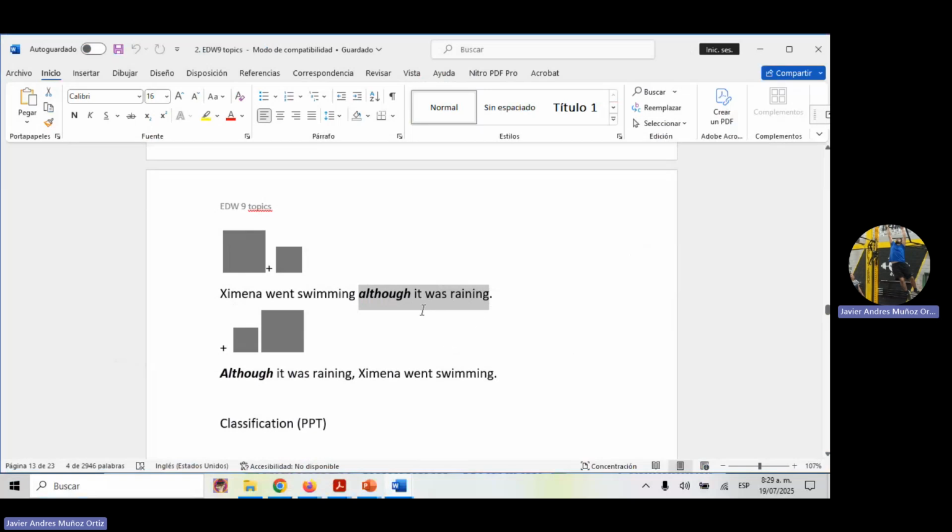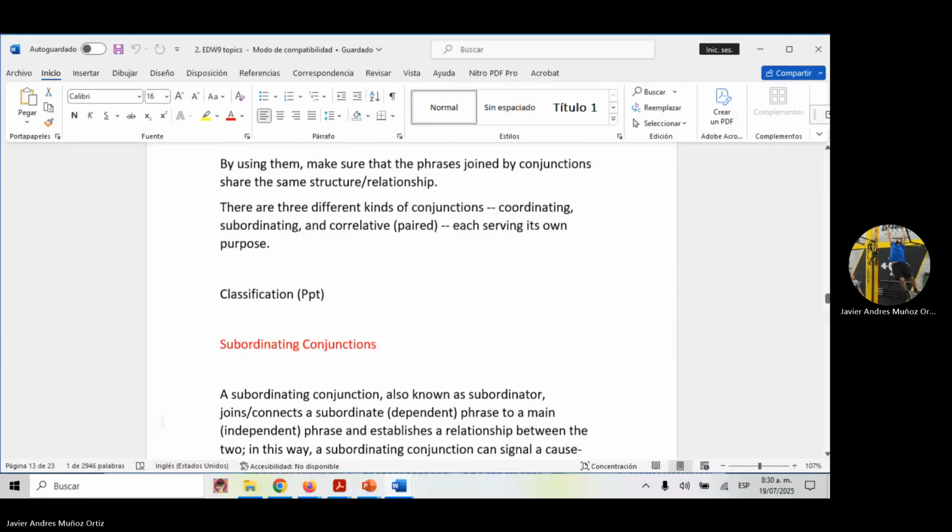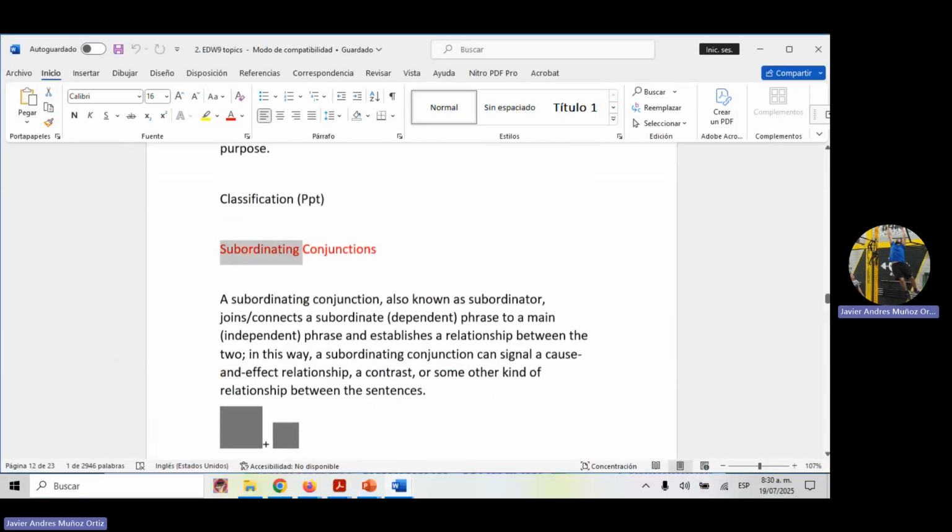The second possibility is that we use this dependent sentence at the beginning, "although it was raining," and then the independent sentence, "Jimena went swimming." What we need to take into account is that if we start with the dependent sentence, then we are going to use a comma, right? This symbol to make a difference or a separation between these two ideas. So this is a subordinating conjunction.